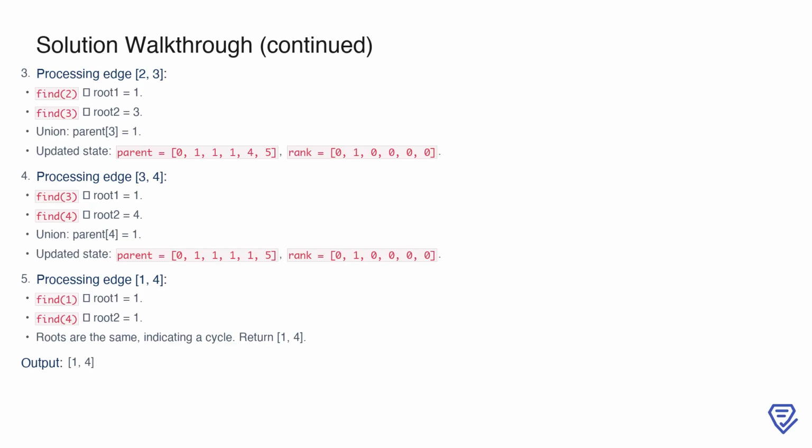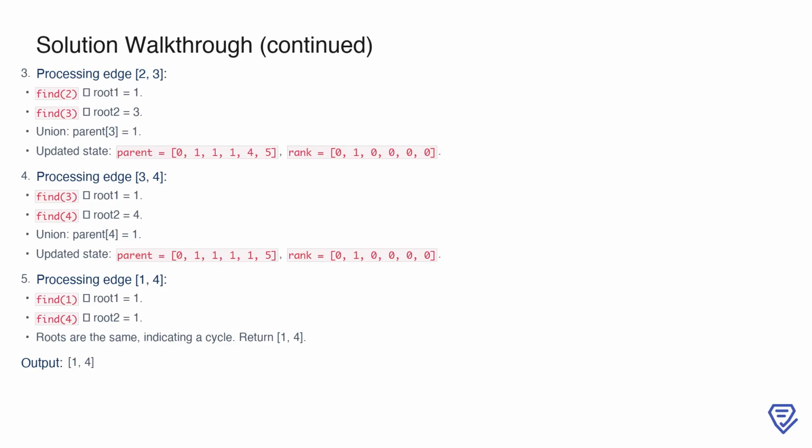For edge [3, 4], we find the roots of nodes 3 and 4. Node 3's root is 1, and node 4's root is 4. Again, the roots differ, so we union them. Node 4's parent becomes 1. The parent array is updated to [0, 1, 1, 1, 1, 5], and rank remains [0, 1, 0, 0, 0, 0].